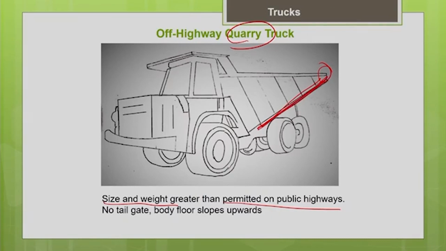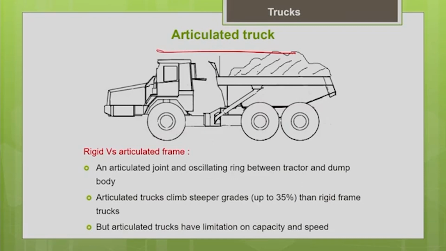This kind of arrangement facilitates easy loading of the truck with the loader. Okay, so that is why it has this shape. So the next type is based on the frame, as we mentioned earlier, we have rigid frame and articulated frame.